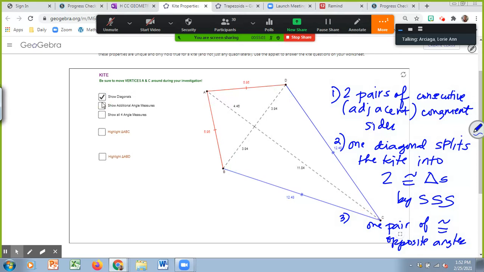And now let me click back on the diagonals.